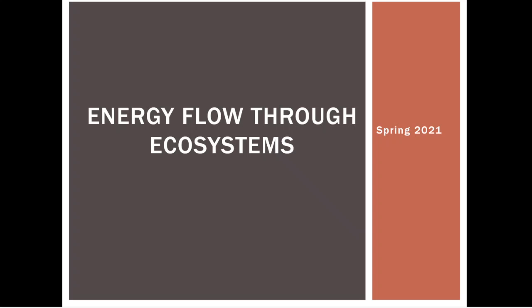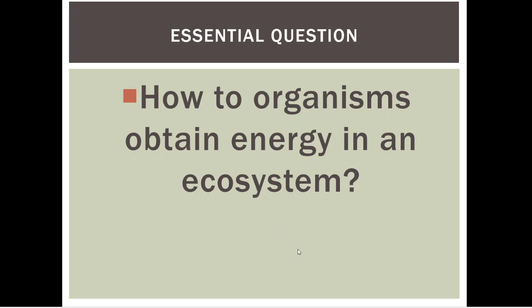Right, so these are our notes on energy flow through an ecosystem. So we've learned about different interactions within an ecosystem. So let's talk about how energy flows. If you need a piece of paper, or at least your Cornell notes from Google Classroom, open them to take notes. All right, so our essential question here is, how do organisms obtain energy in an ecosystem?